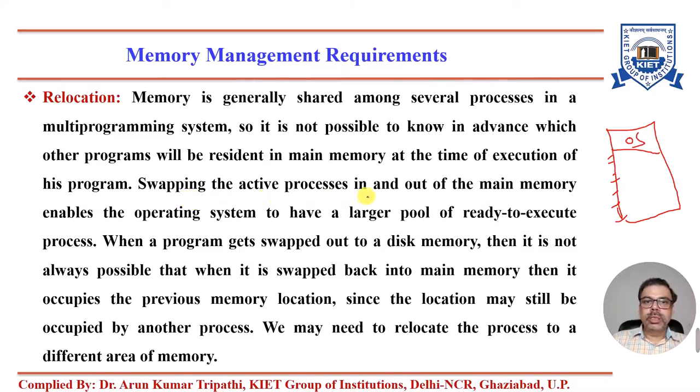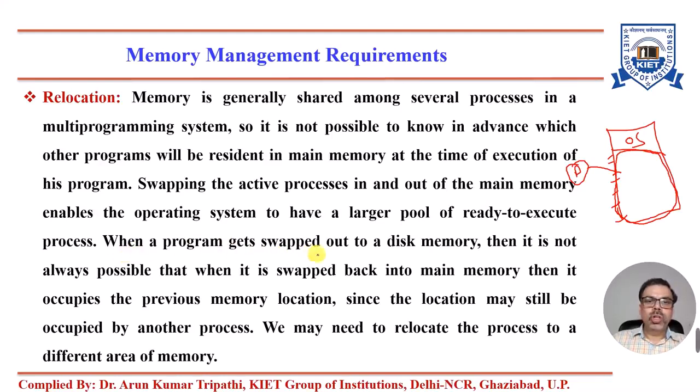Swapping active processes in and out of the main memory enables the operating system to have a large pool of ready-to-execute programs. Means this memory contains a set of programs that are ready to be executed by the processor. If this is the processor, and there are 10 programs that are ready to execute, they are placed in the ready queue. Whenever they have their turn, they will be allocated to the processor.